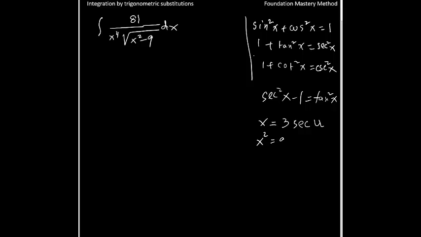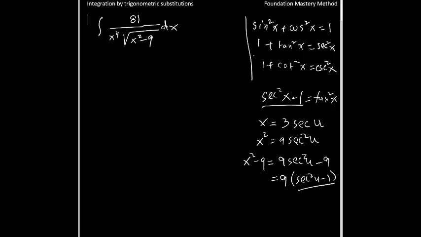x squared will be 9 secant squared u. Okay, and then we have x squared minus 9 will come out as 9 secant squared u minus 9. Now you understand that when I factor out 9, I have secant squared u minus 1. So this one is here, see that? So then this gives me a single term now, 9 tan squared u.